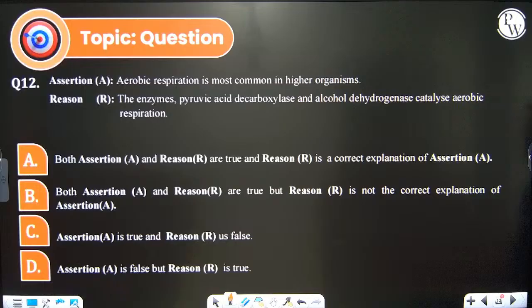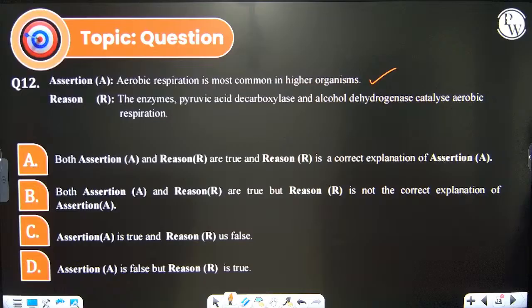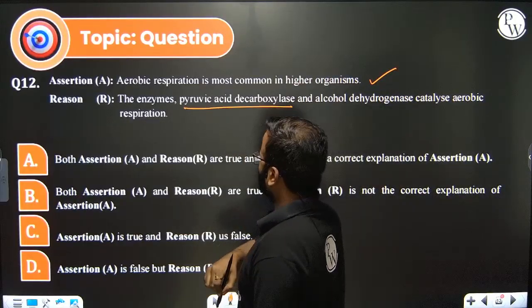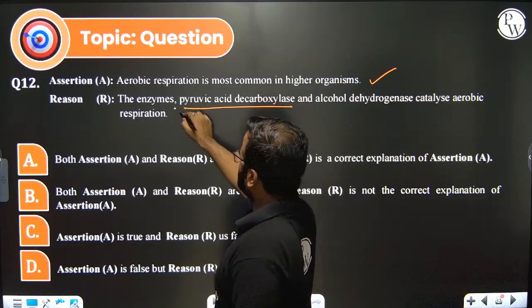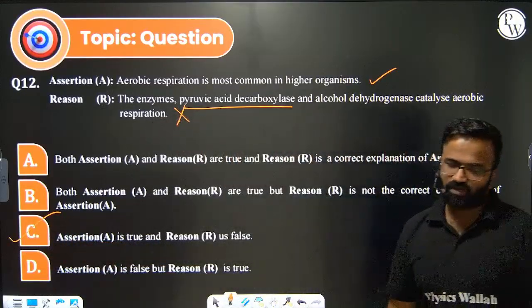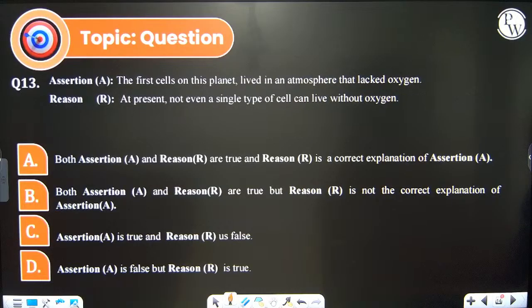Next, aerobic respiration is the most common in higher organisms, which is true. What is the reason? Saying the enzymes pyruvic decarboxylase and alcoholic dehydrogenase catalyze aerobic respiration. No. Okay, this comes in our anaerobic respiration, so I would go this as false and the assertion is true, which is the third one. Okay, third one. For 12th one, the answer will be C, where assertion is true and reason is false. Let's go for the next one.